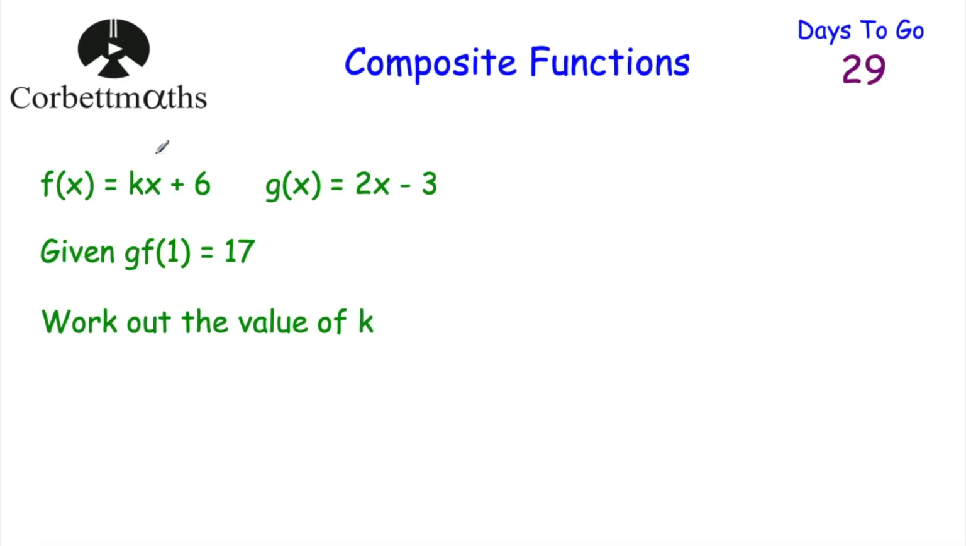So this time we're told that f(x) is equal to kx plus 6 and g(x) is equal to 2x minus 3. We're told that gf(1) is equal to 17, and we've been asked to find the value for k. So feel free to press pause now and work out the value of k.